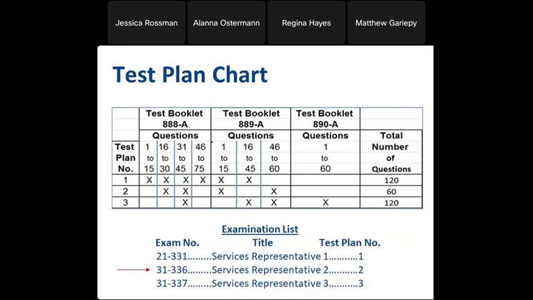We know from the examination list at the bottom of the screen that the services representative 2 exam will be using test plan 2. Next, you would find test plan number 2 on the test plan chart. If you look across at the test booklet columns, you'll see that test booklet 888A and test booklet 889A are the only ones with X's in them.